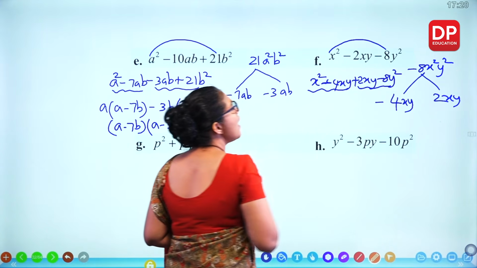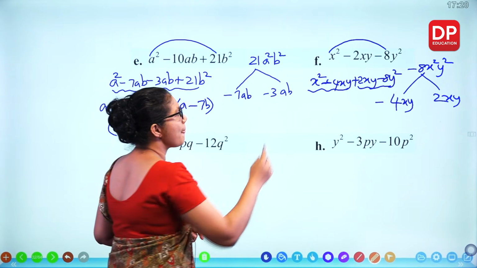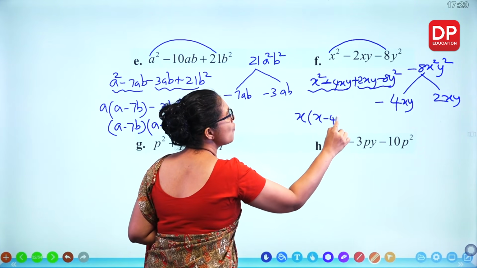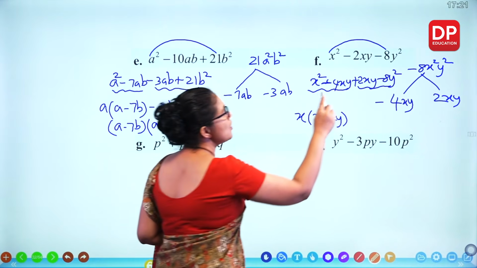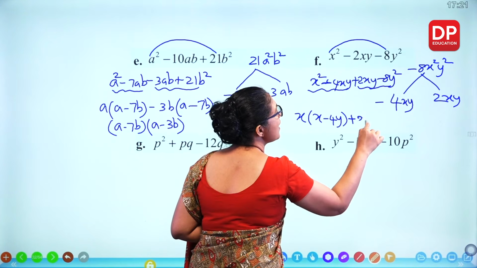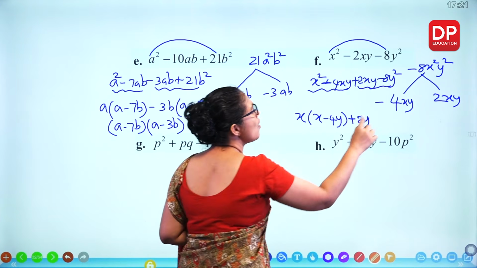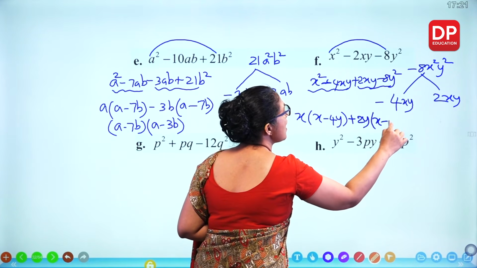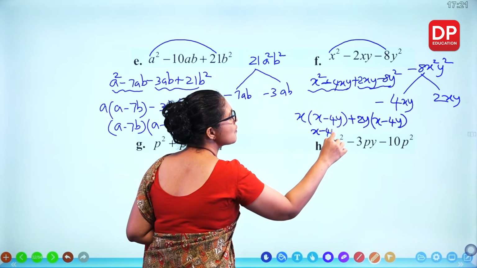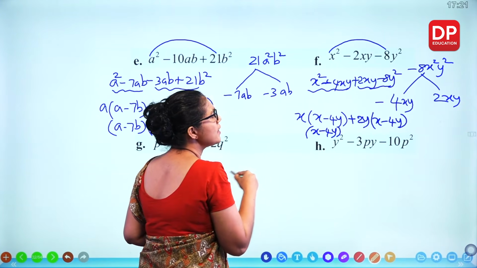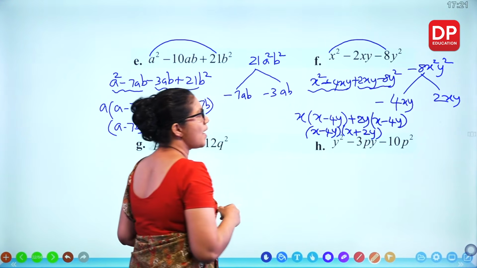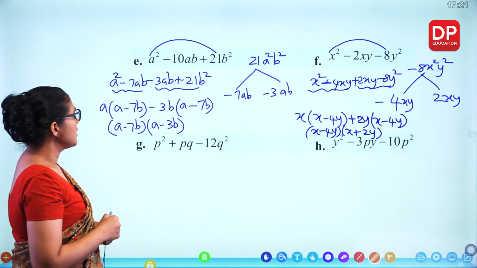Take first 2 and last 2 separately. x you can take it out, x minus 4y remaining. So when you take these two terms, we can take 2y as common. Take it out. What's remaining? x minus 4y. So here again x minus 4y is common to both and the remaining one is x plus 2y.